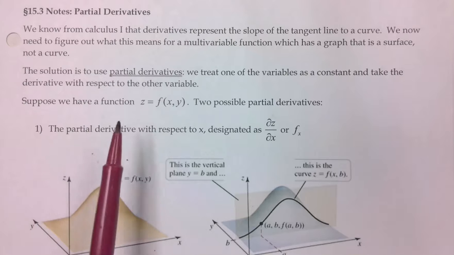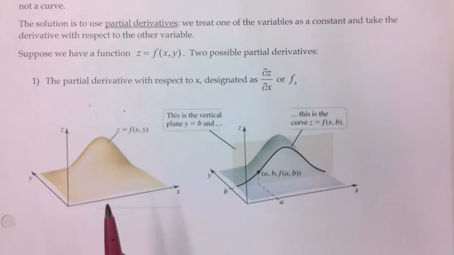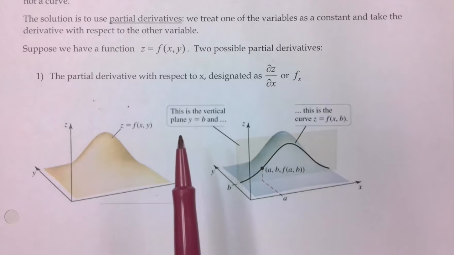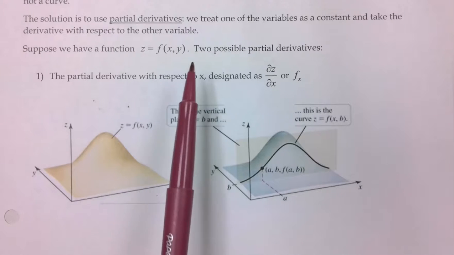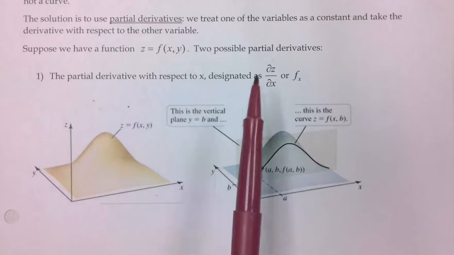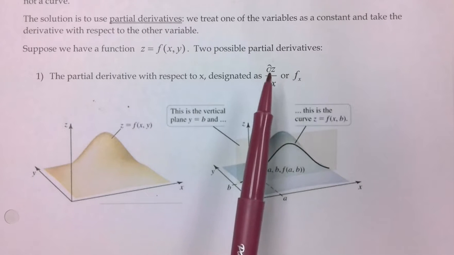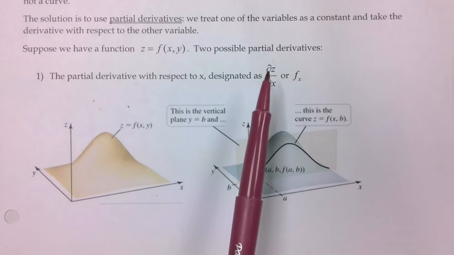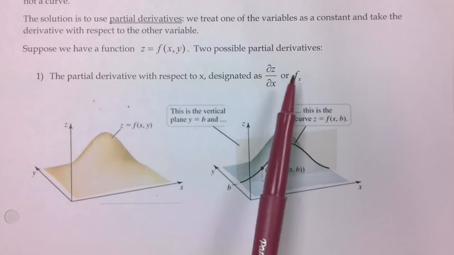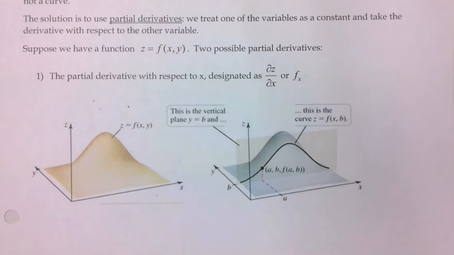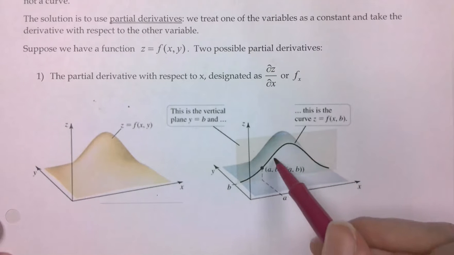So suppose we have a function z equals f of x,y, which is the surface right here. And we want to take the partial derivatives. Well, there are two potential partial derivatives for z equals f of x,y. We could take the derivative of that z function with respect to x, and we abbreviate this. These are delta signs, so lowercase delta. So delta z, delta x, or f with a little subscript x. That would be the slope of the tangent line to the curve if you cut across it.